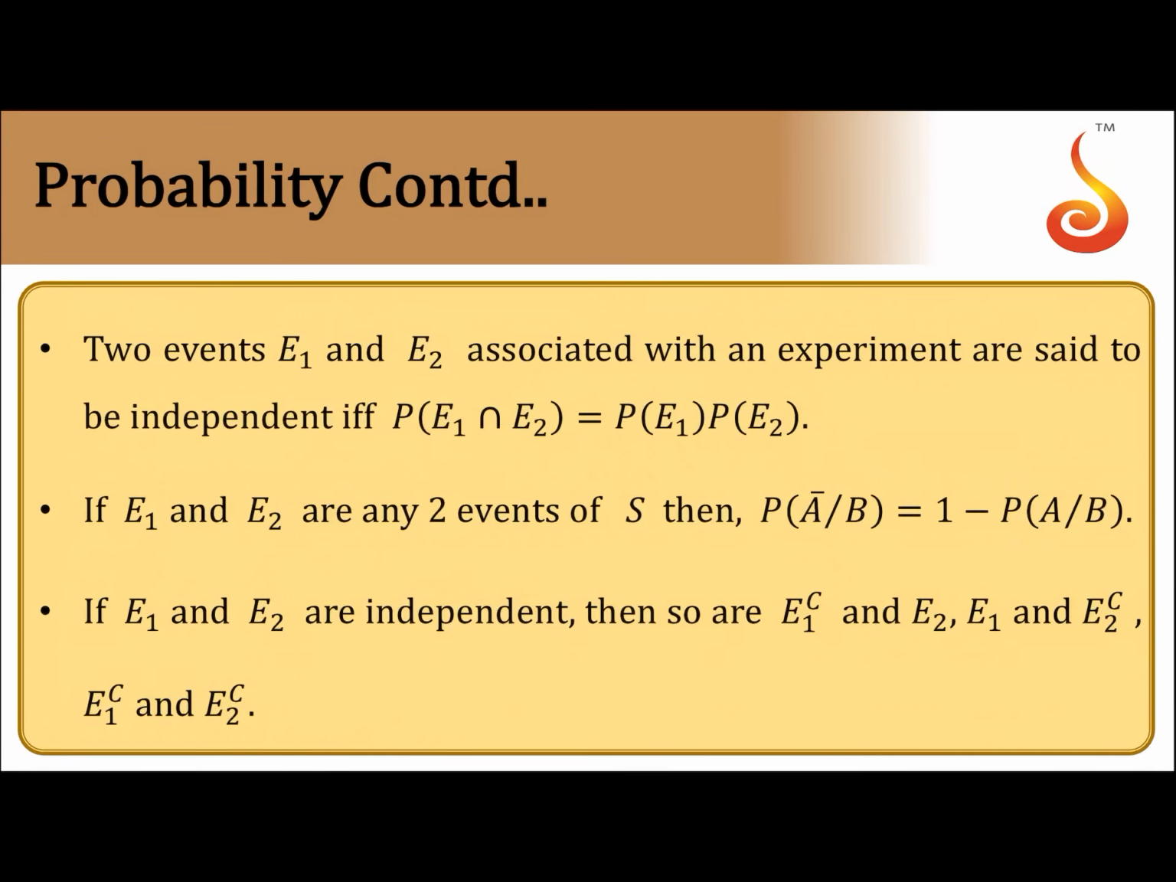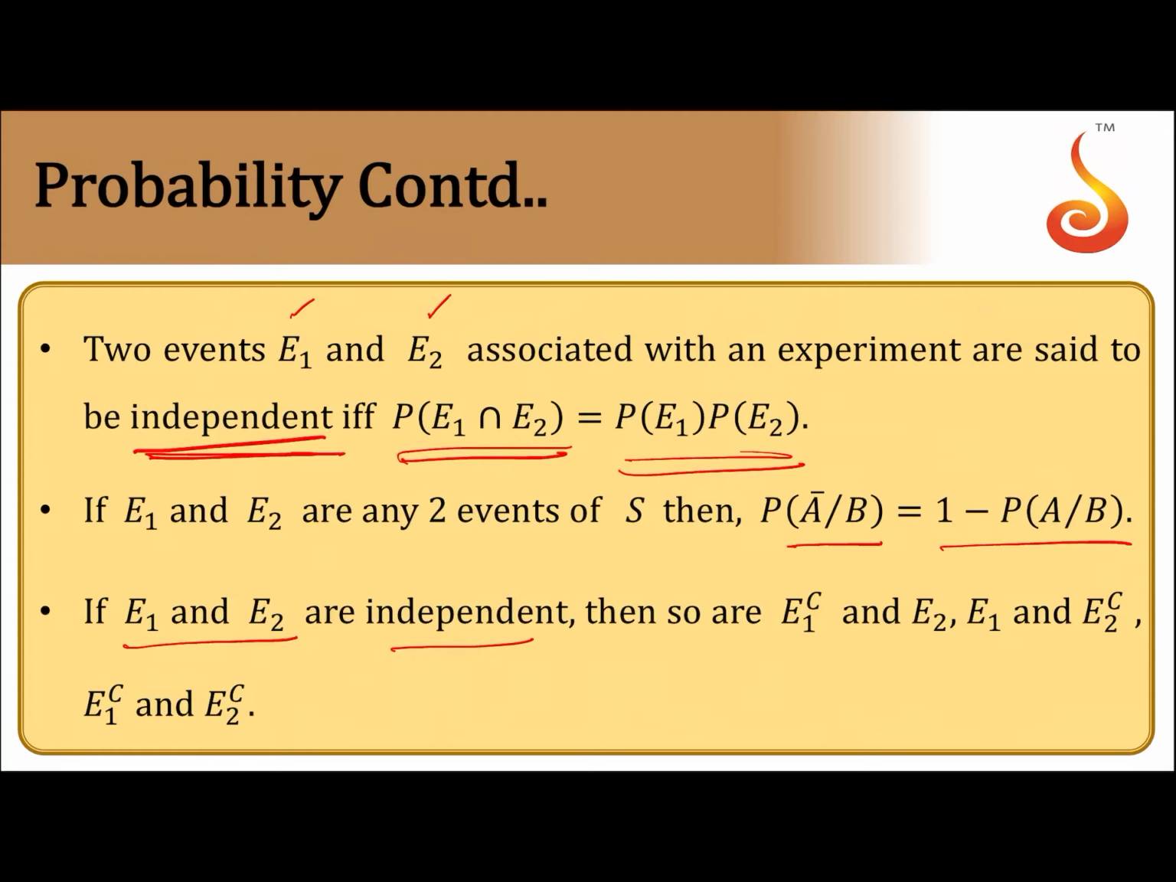Coming to the events being independent. What do you mean by independent events? It means that if the occurrence of one event does not influence the occurrence or non-occurrence of another event, they are called independent events. That means when the two events are independent, their intersection probability is the product of their probabilities. And the probability of A complement given B is equal to 1 minus the probability of A given B. And if E1, E2 are independent, their complements are also independent.